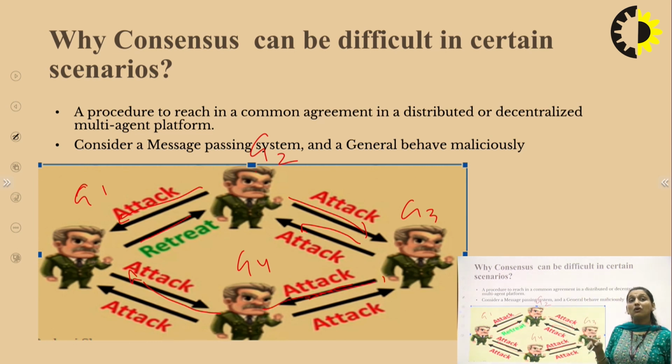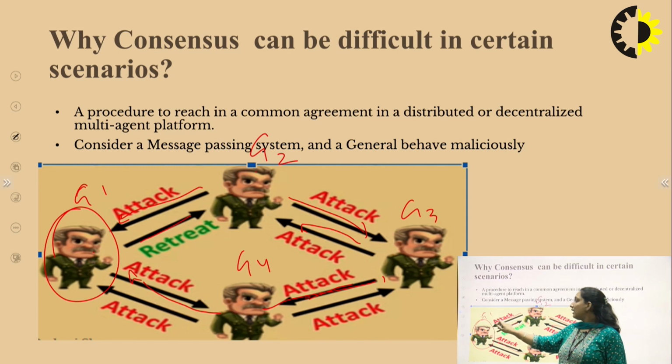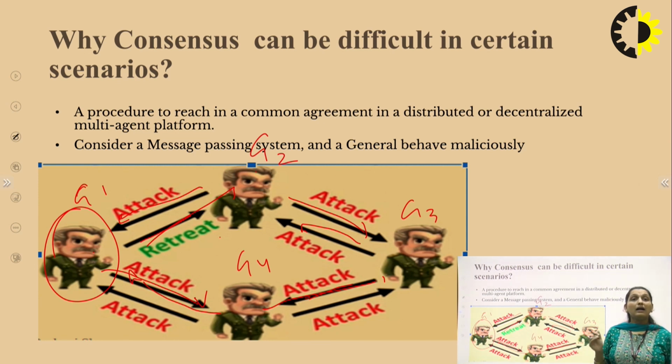But in the case of G1, the general G1 is a malicious node. To one general, G2, it is saying retreat, and to the other general it is saying attack. So in the two situations it is saying that you have to retreat and also attack. In the message passing, this node becomes a problem and it will not give a correct result to us. So this creates a problem for us.